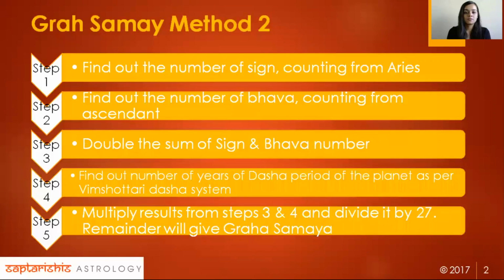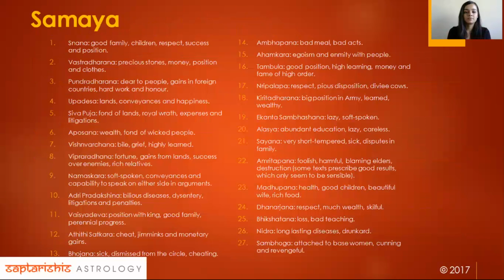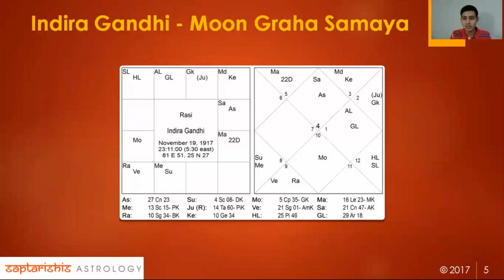And this is the table for the number of years as per the Vimshottari Dasha scheme. This is the list of all the different Grah Samayas. So let's see, using this method, how do we calculate Grah Samaya?